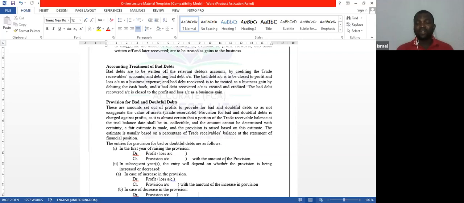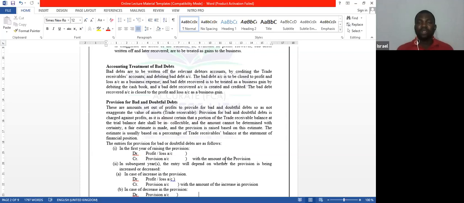So the treatment for bad debt is: what you debit, what you credit. You credit your trade receivables account. Trade receivables is an asset account, so to reduce it, you credit it. Then you move to your expense account and debit it, which means you are increasing your expenses so that you can reduce your profits. So you debit your expense account, which is the bad debt account, then you credit your trade receivable account, which is a current asset account. This is the treatment for bad debt.